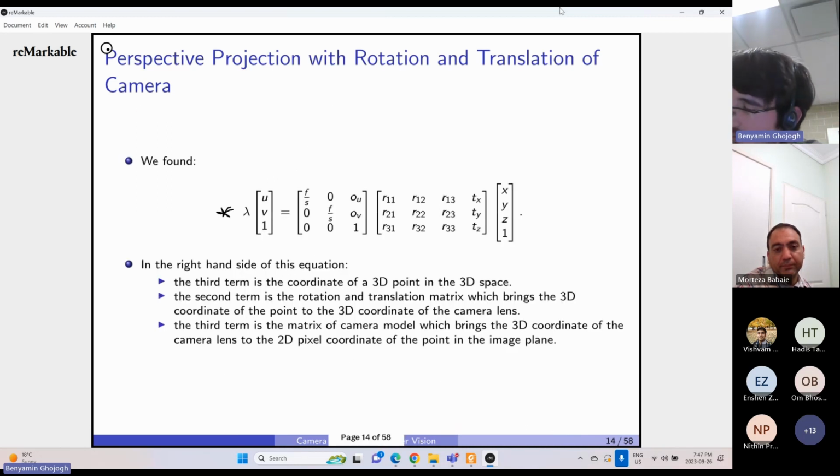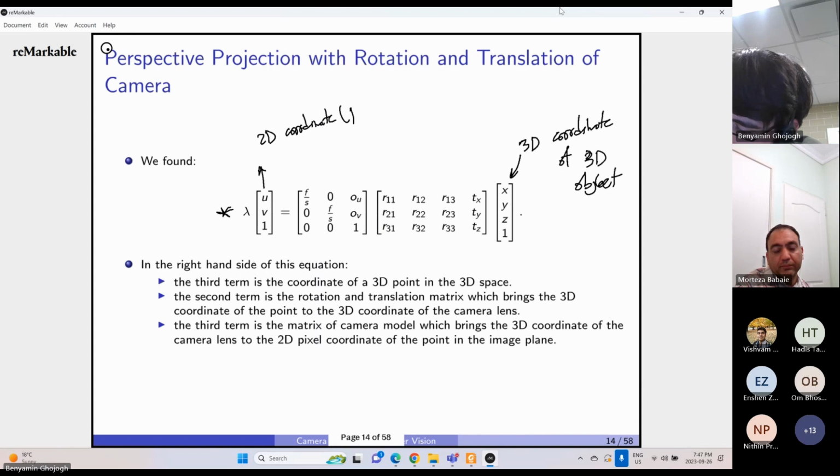Thank you. So what is this? This is the 3D coordinate of the object, in the 3D space, right? What is this? The 2D coordinate or 2D pixel in the image plane, right? So this is basically mapping 3D coordinates of the object to 2D coordinates in the image, in terms of pixels, right? How does it do that?